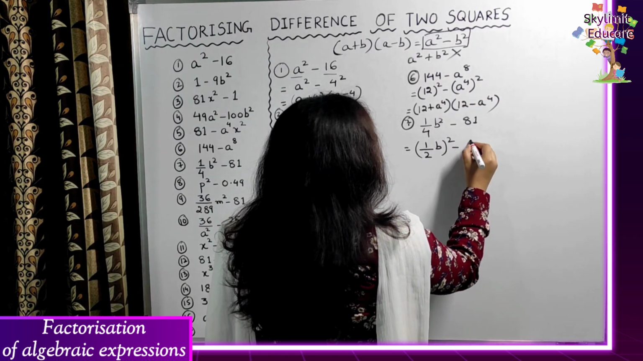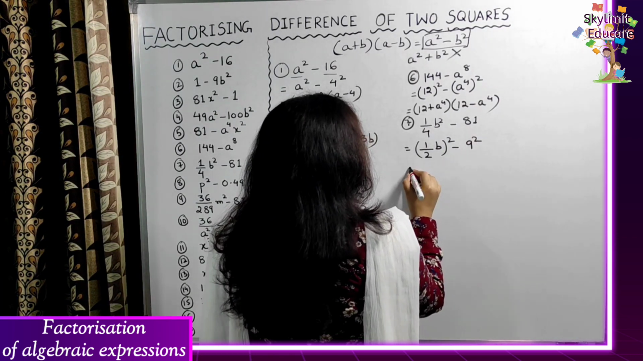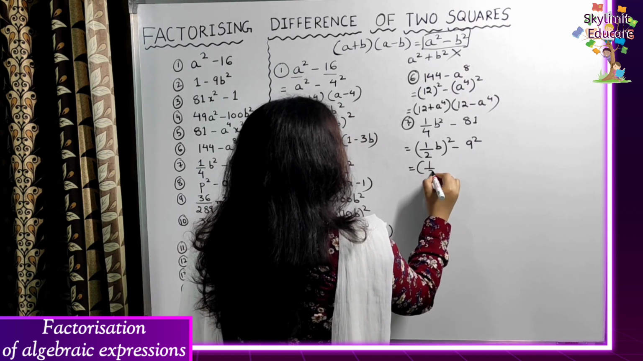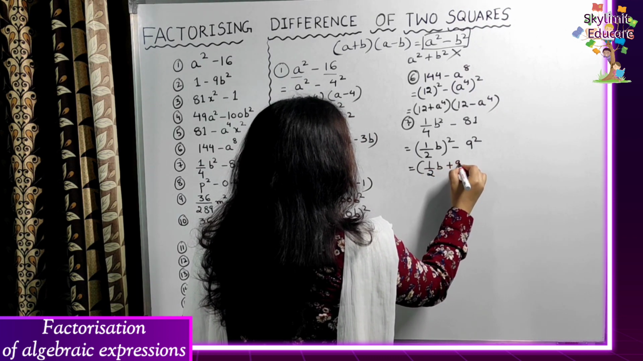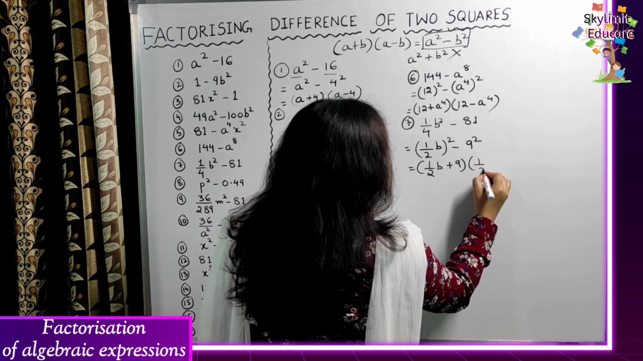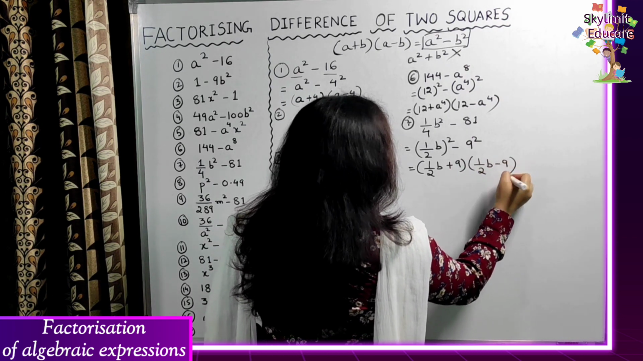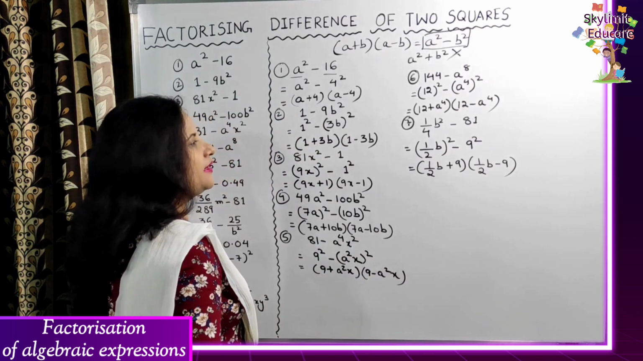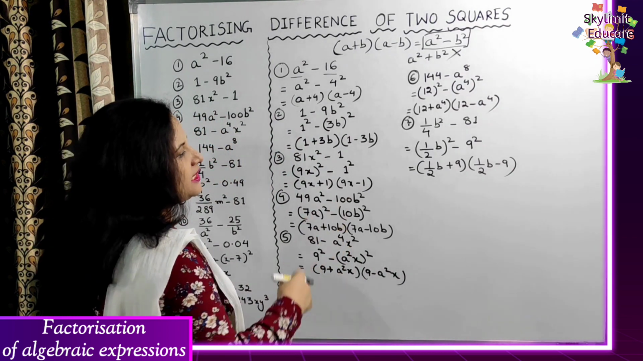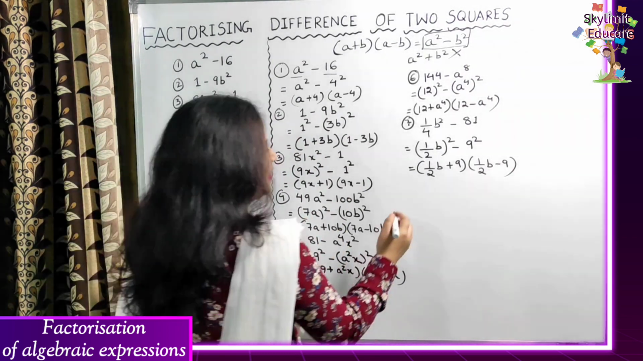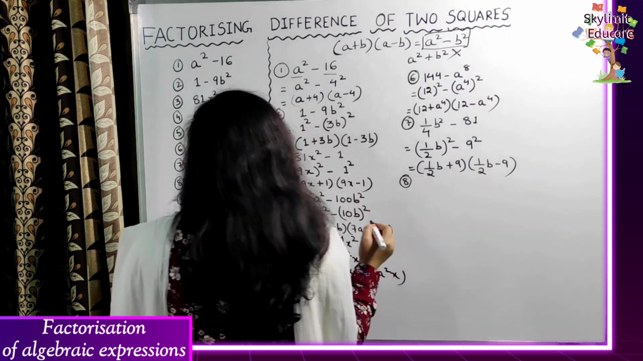And this can be written as the square of 9. So obviously now you got the answer: 1 by 2 b plus 9 multiplied by 1 by 2 b minus 9. Very simply you will be able to factorize the difference of two squares. Okay. Let's come to question number 8 now.